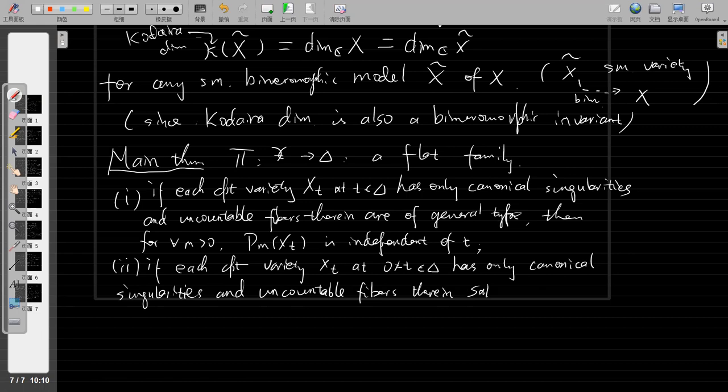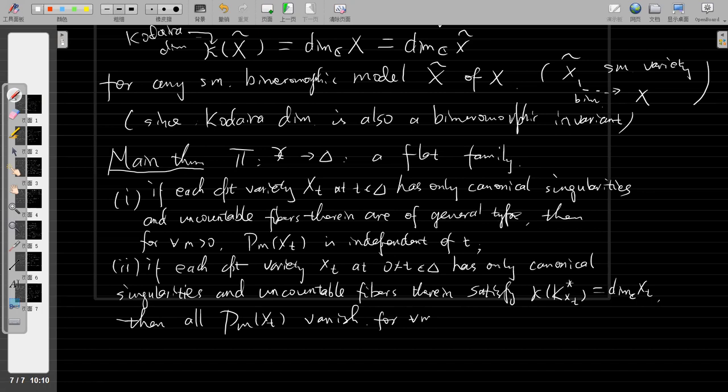satisfy that the anti-canonical bundle is big, and then all plurigenera vanish for any m. That means all plurigenera equal zero. Here is our main result. Just as I mentioned, the first case you can consider the general type case. The second case is the big anti-canonical bundle case.